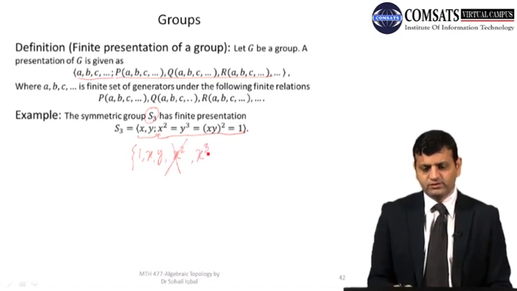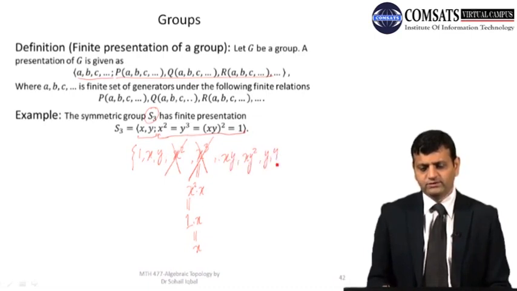Similarly, what about x cubed? x cubed is nothing but x squared into x, and x squared is identity, so x cubed is 1 into x, which is equal to x. x cubed is x, which is already in the set, so it will not be in the set again. Similarly, we can go on, and when we write down all the possible products of powers of x and y, we will get exactly 1, x, y, xy, xy squared, y squared, and we have seen that this is S3.